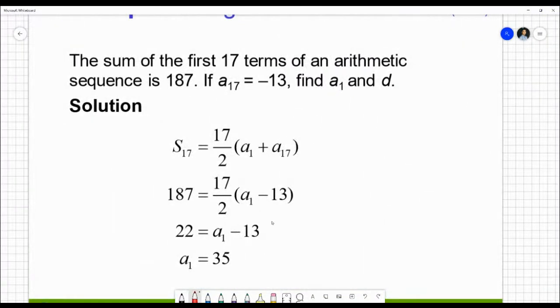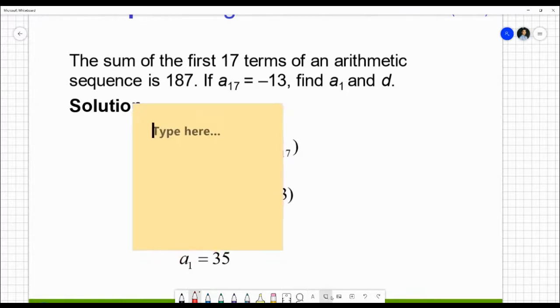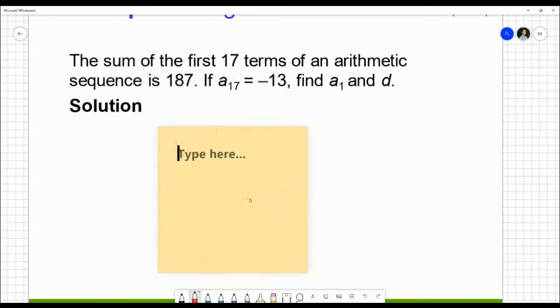All right, so this one's a little bit harder here. Not that bad, but still a little bit harder, because we're not given everything. I'll give you a second to try it, and then we'll go over it.